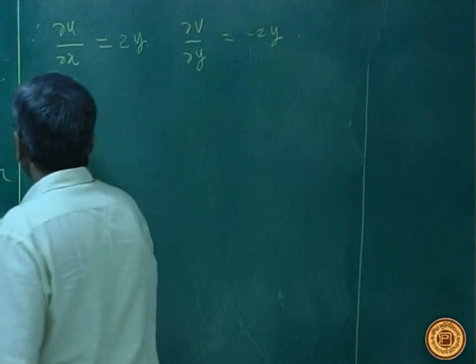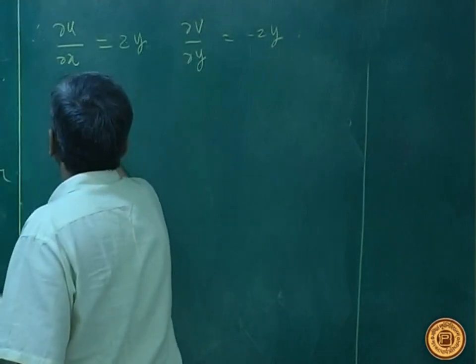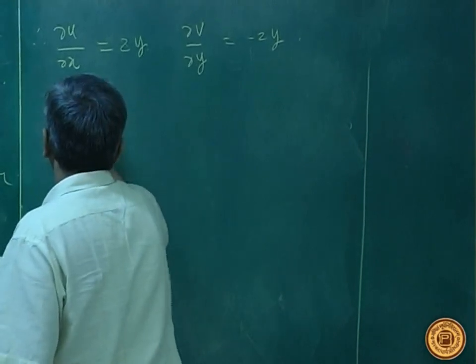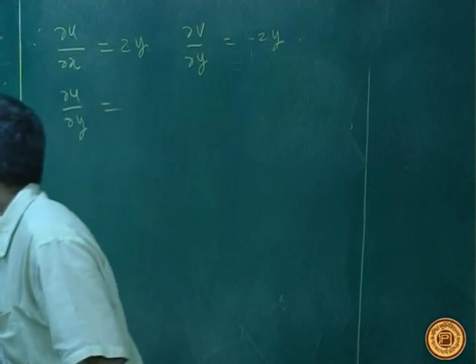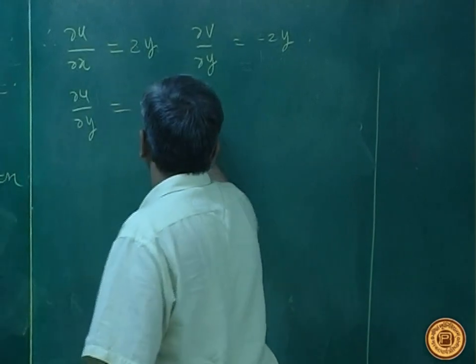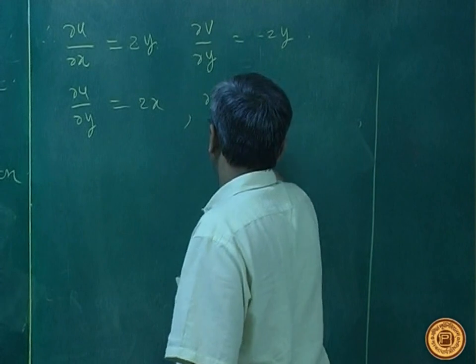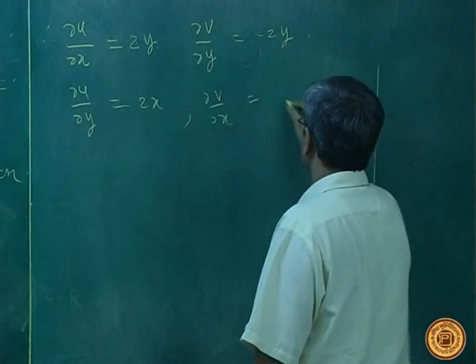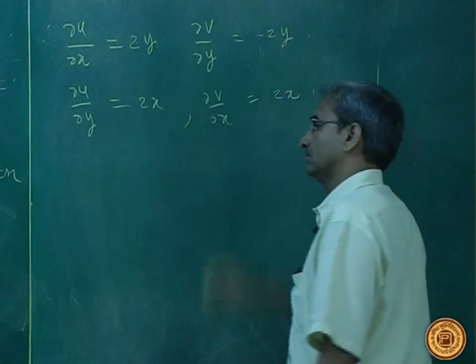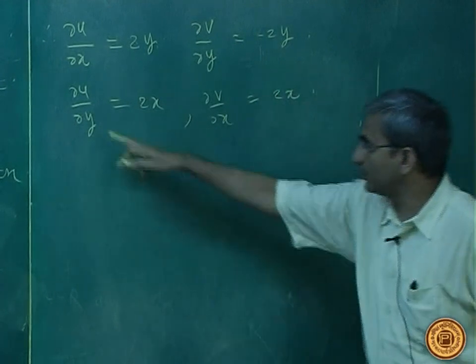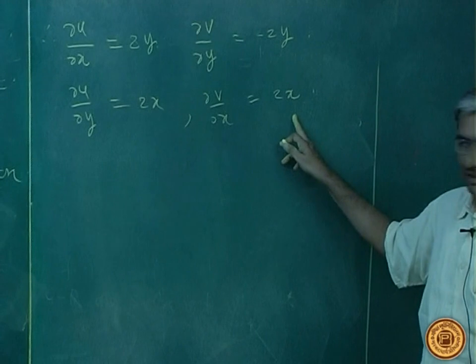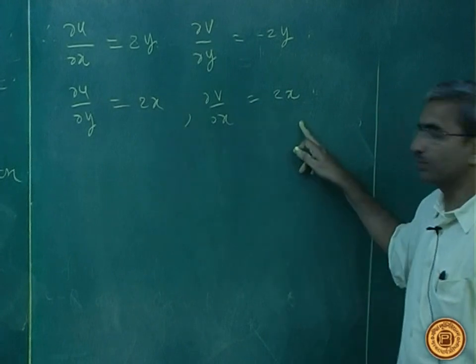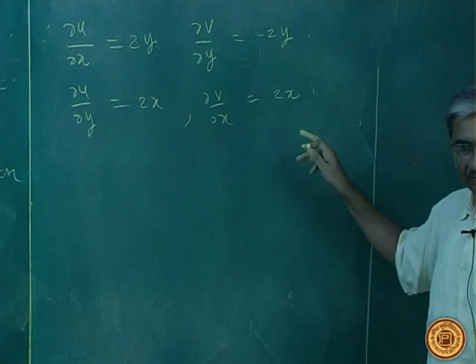Let us write ∂u/∂y. What is ∂u/∂y? That is 2x. And ∂v/∂x, that is also 2x. But we want ∂u/∂y equal to minus ∂v/∂x. So 2x equal to minus 2x, that means x equal to 0.